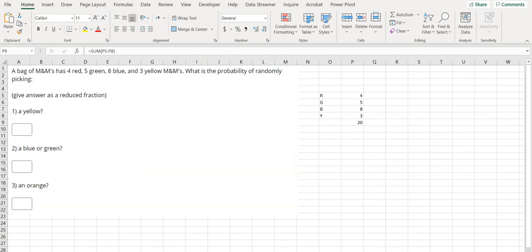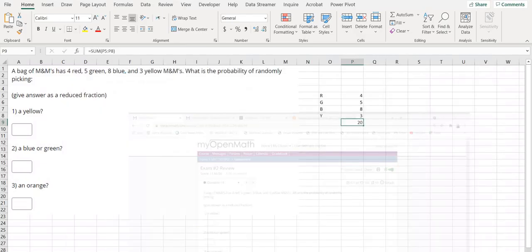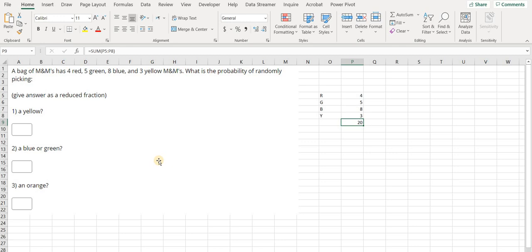For this question, this is the next question, which is question number 14. A bag of M&Ms has 4 red, 5 green, 8 blue, and 3 yellow M&Ms. I put them here with the first letter of each color. What is the probability of randomly picking a yellow M&M? And we need to write the answer as a reduced fraction. So here, a yellow, that is how many yellows we have, which is 3 out of the total, which is 20. So the answer here is 3 out of 20.